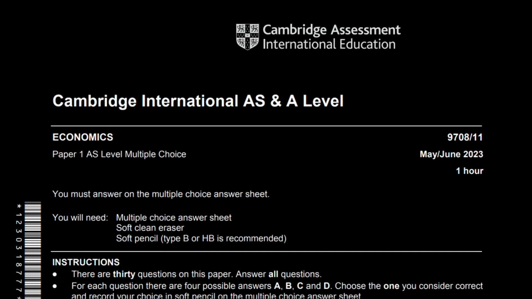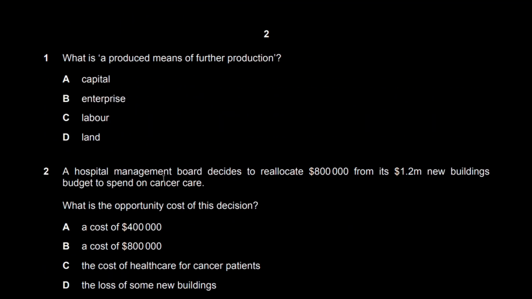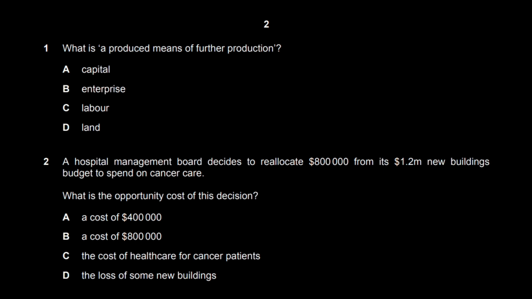Today we will cover question paper 11 of May-June 2023. Moving on to the first question. Okay, so it states, what is the produced means of further production?